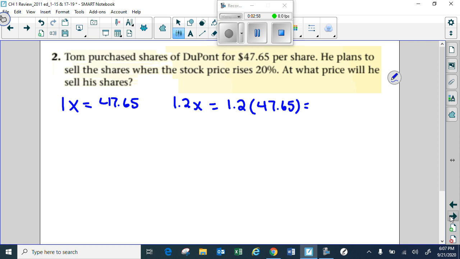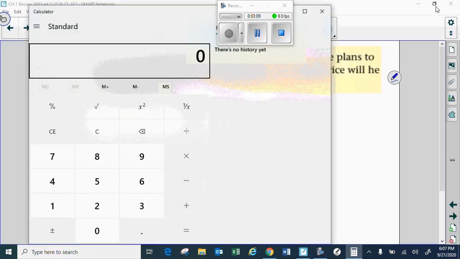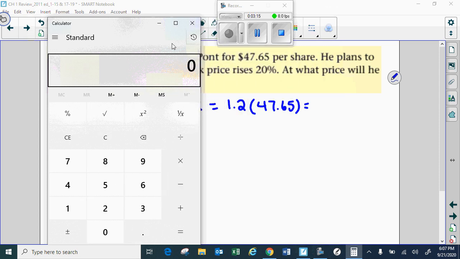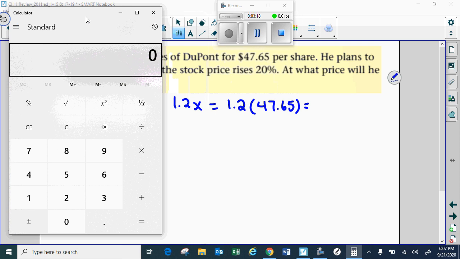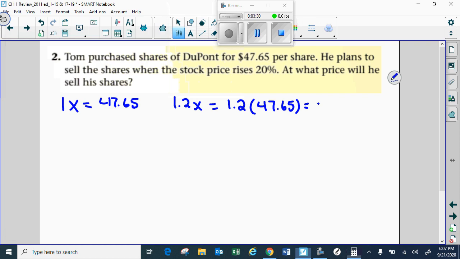Okay, let me bring up the calculator here. So 1.2 times 47.65 equals $57.18. There's our answer for that one. You always round to the nearest hundredth, okay, because dollars and cents is in hundreds.